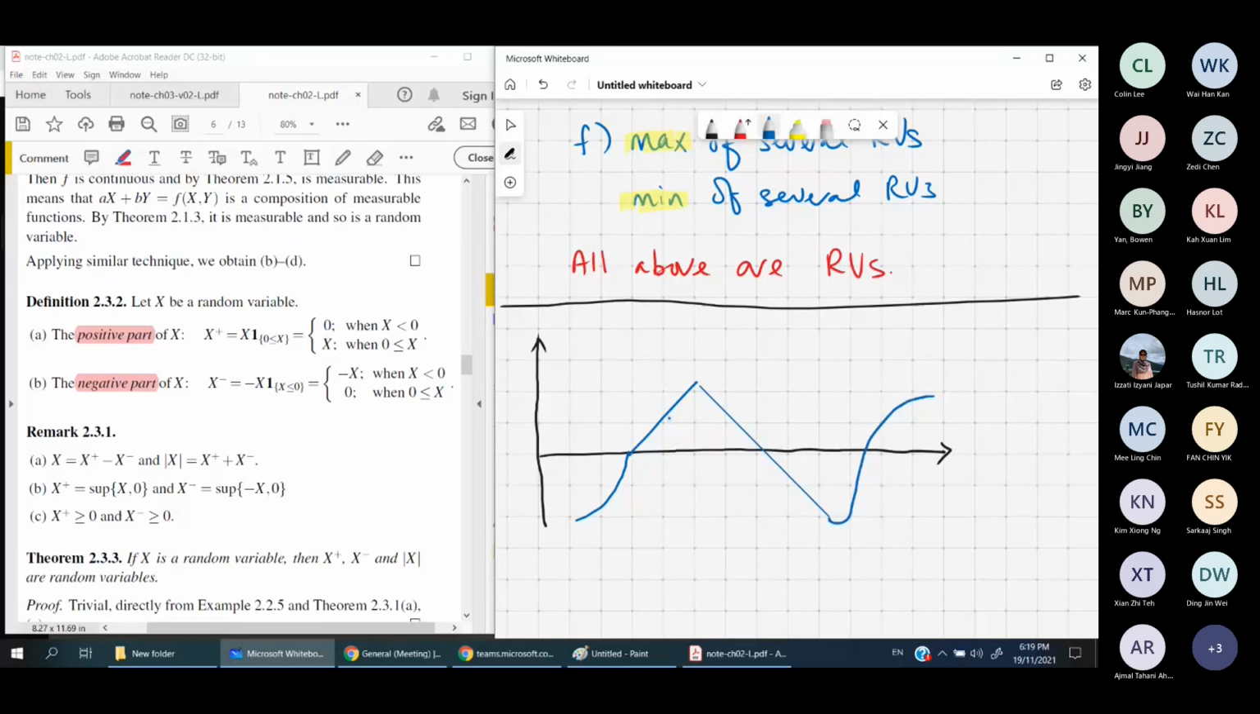Say our function looks like this. So say this is our x, the original function looks like this. If we want to look at the positive part, that means look at here. Whenever x is greater or equal to 0, we take x. Whenever x is less than 0, we return the value 0. So for these two parts, we give it 0. So the graph will look like this.